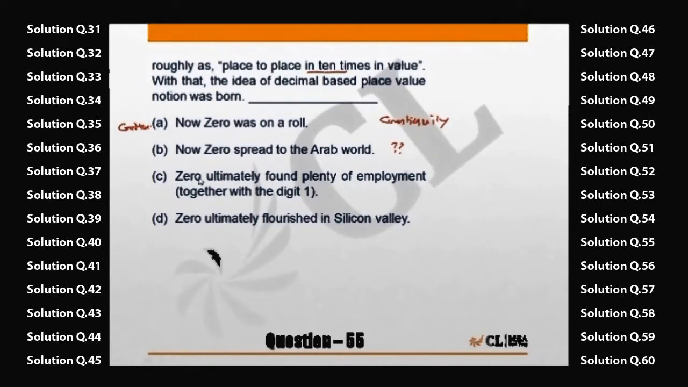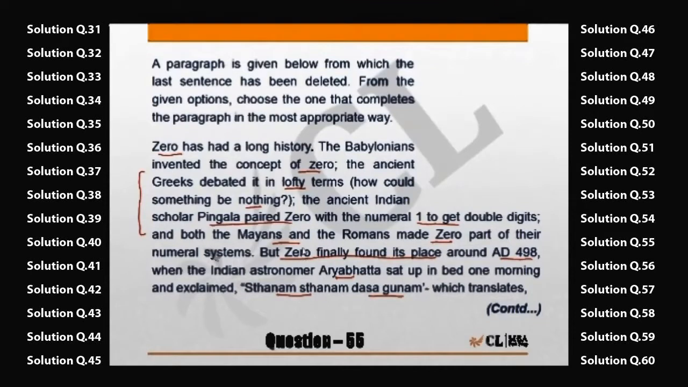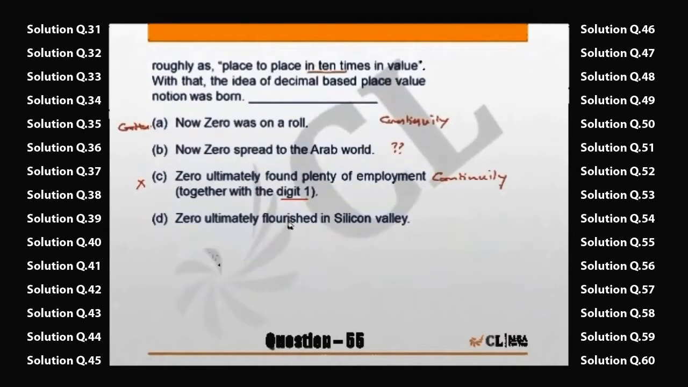Choice C. Zero ultimately found plenty of employment together with the digit 1. This is definitely incorrect on account of continuity. This has already been discussed earlier. If you go back to the paragraph, Pingala paired zero with numeral 1 to get double digits, etc. So zero already was finding lots of employment. So something which has been discussed earlier will not come in the end again. So choice C has to be definitely incorrect.